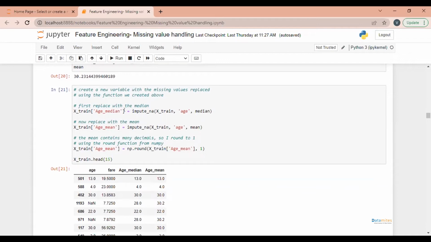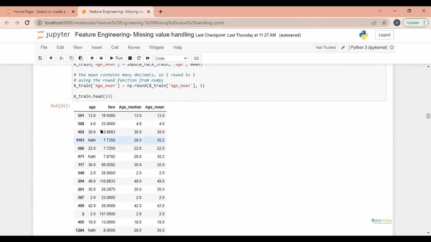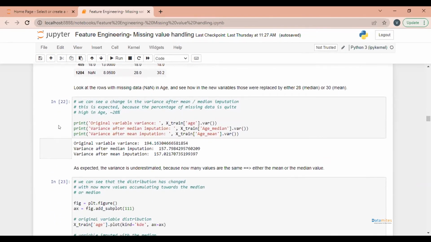The first thing we'll do is replace it with the median, and then we will replace it with the mean. So we added two more columns in the data frame: age after median imputation and age after mean imputation. We will compare both of them, along with the original age column. First, we'll compare the variance of the feature age prior to imputation and post imputation of mean and median. This is the original variance, which is 194.